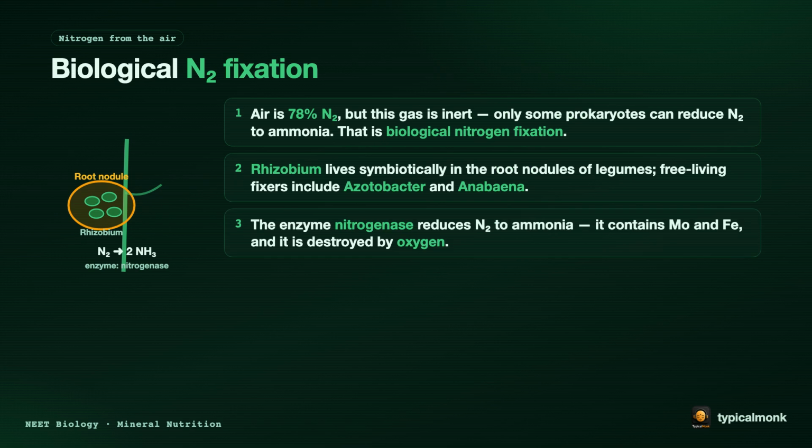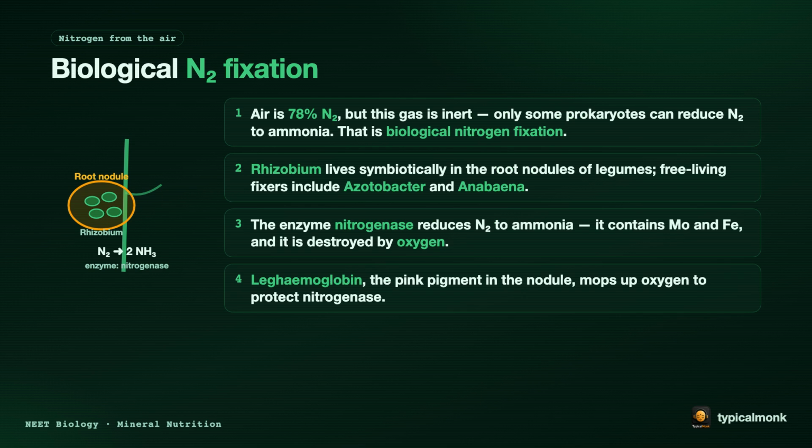The enzyme nitrogenase reduces nitrogen to ammonia. It contains Mo and Fe, and it is destroyed by oxygen. Leg hemoglobin, the pink pigment in the nodule, mops up oxygen to protect nitrogenase.